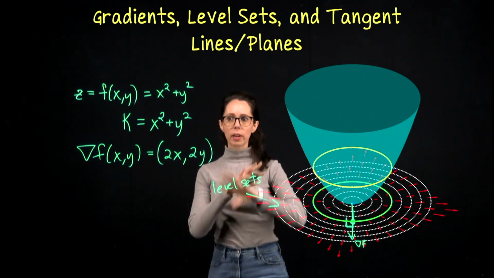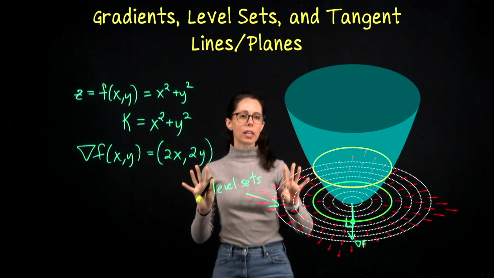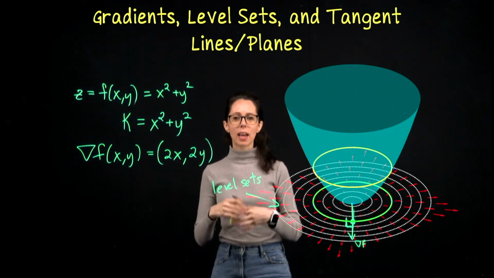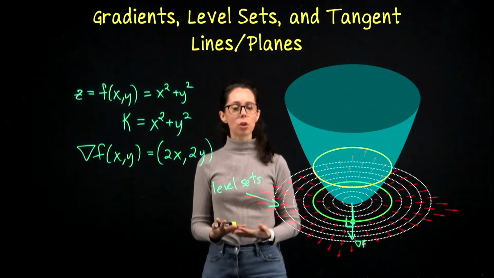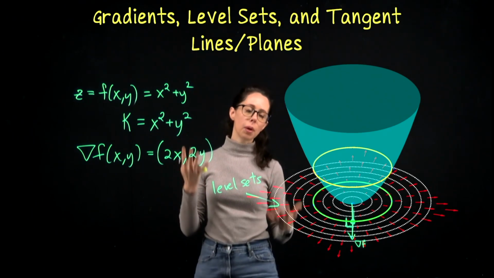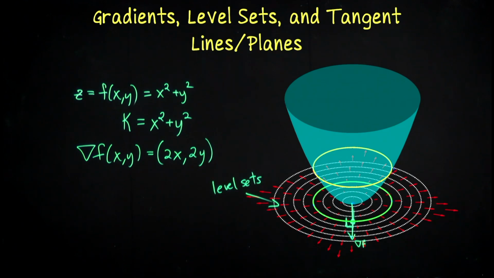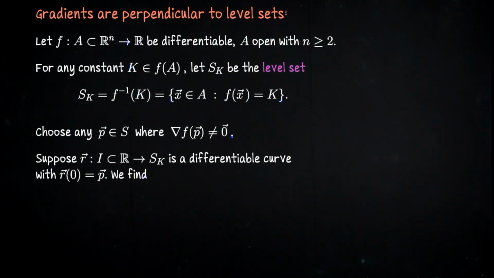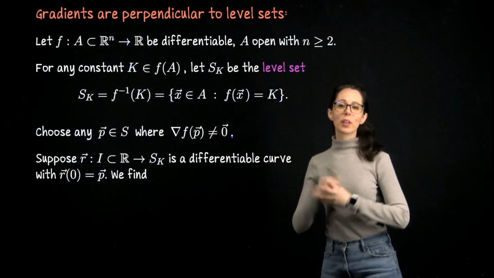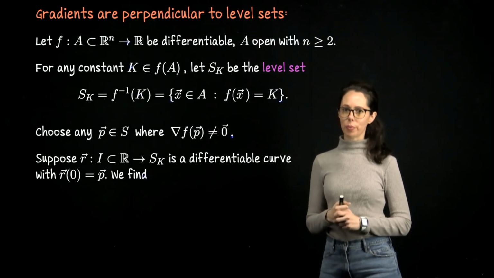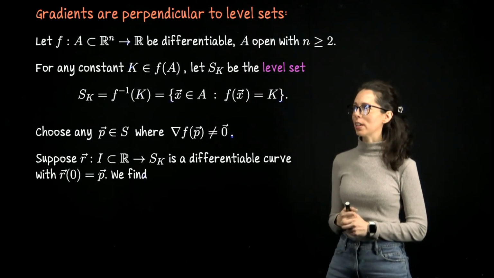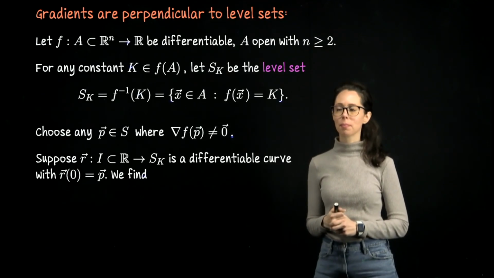Let me now get rid of this example, and we will just work in generality for a moment before looking at applications of how we can use this statement, the gradients are perpendicular or orthogonal to level sets, to actually get some information. Okay, this is just going to generalize the conclusion that we reached a moment ago with our function f of x and y was x squared plus y squared.